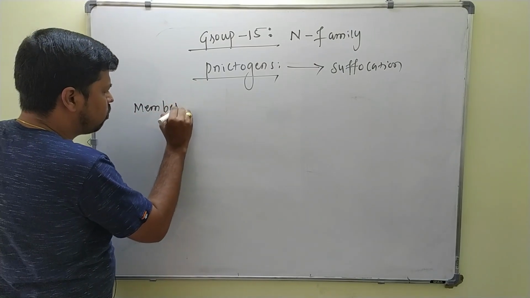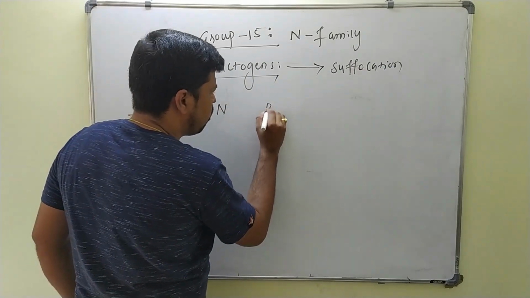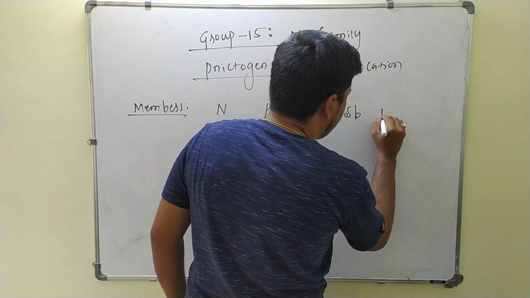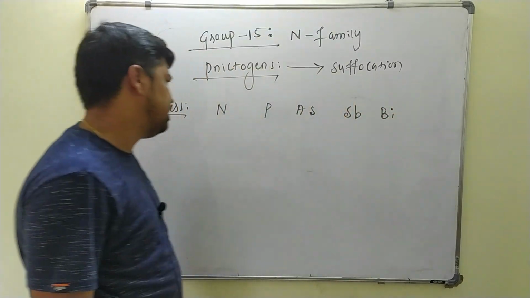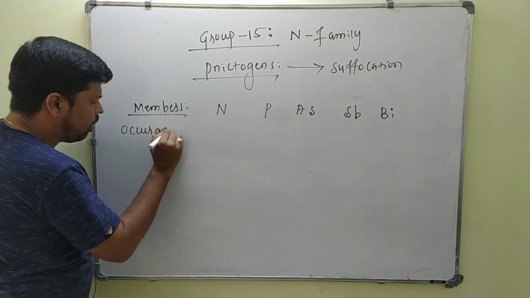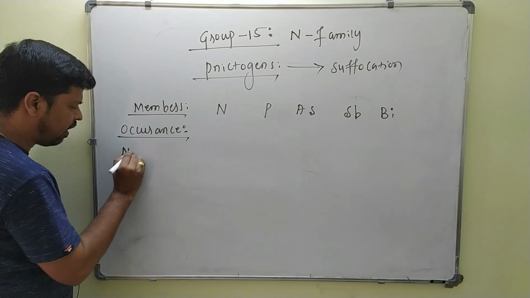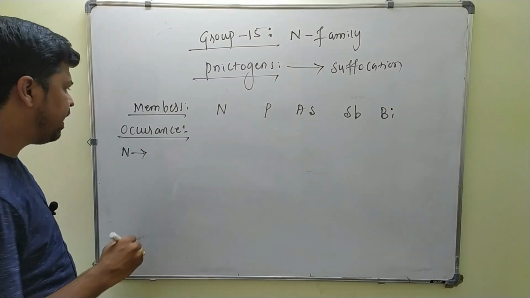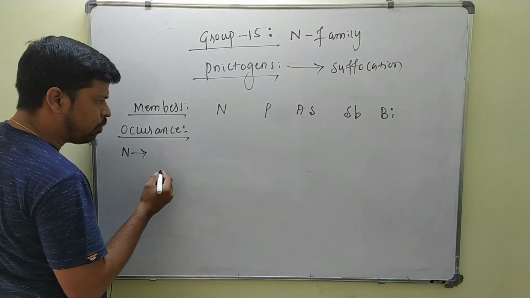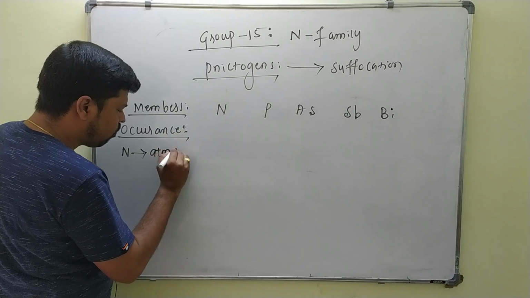What are the members of group 15 here? Now we will write members of group 15. These are nitrogen, phosphorus, arsenic, antimony and bismuth here. Now I will write occurrence, their availability in nature. Occurrence, first one we will write nitrogen. Atmosphere contains 78% of the nitrogen by volume. Nitrogen is present in the atmosphere to the extent of 78%.